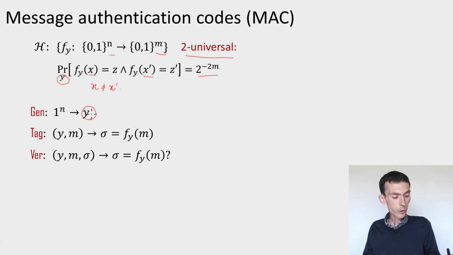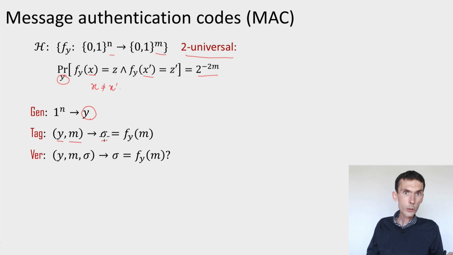Now the tagging procedure, given the label of the hash function and a message, which I'll think of as just an n-bit string, will output as tag the value of the hash function evaluated at the message. And what the verification procedure will do is simply do the same computation, evaluate the hash function on the message, and check that the signature is equal to this.